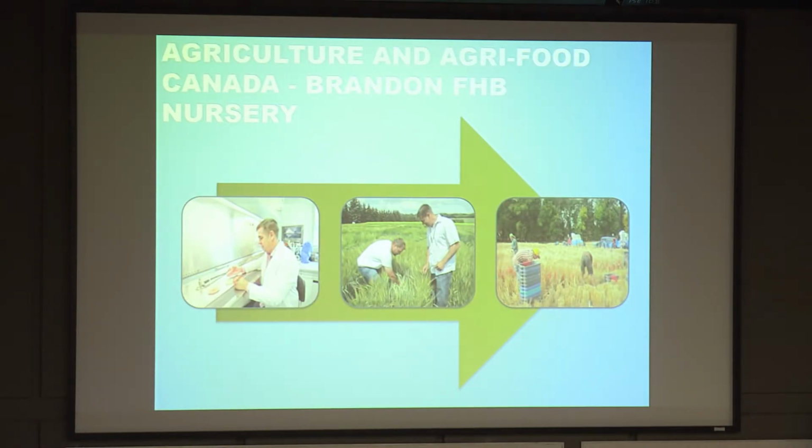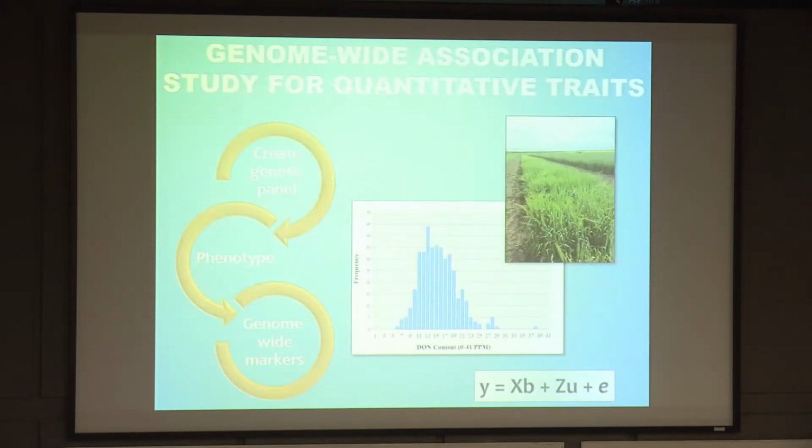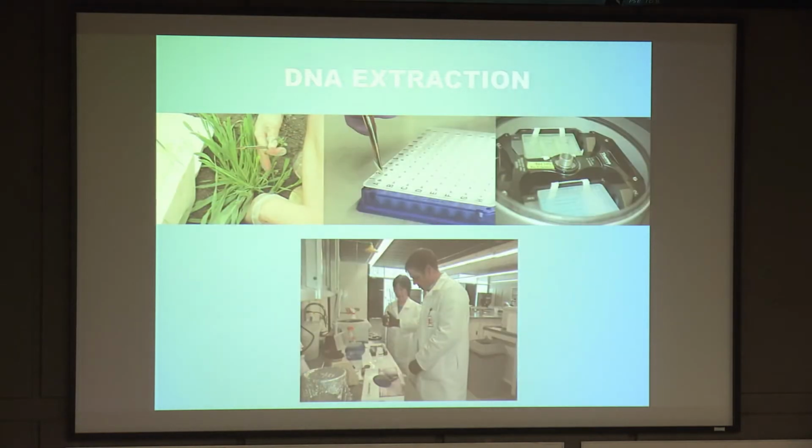Here's some pictures of the Fusarium head blight nursery in Brandon. We culture the fungus, produce inoculum, and we spread that in the field under irrigation. We make ratings, and it's a laborious process because all the plots have to be harvested for the mycotoxin assay. I'm working in my PhD on developing genome-wide association studies to look at gene markers that cover the whole genome, which is more applicable to quantitative resistance.